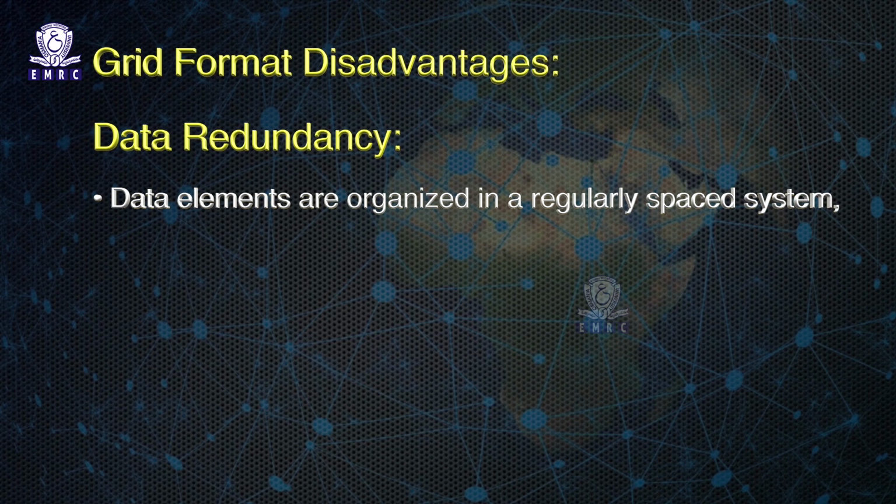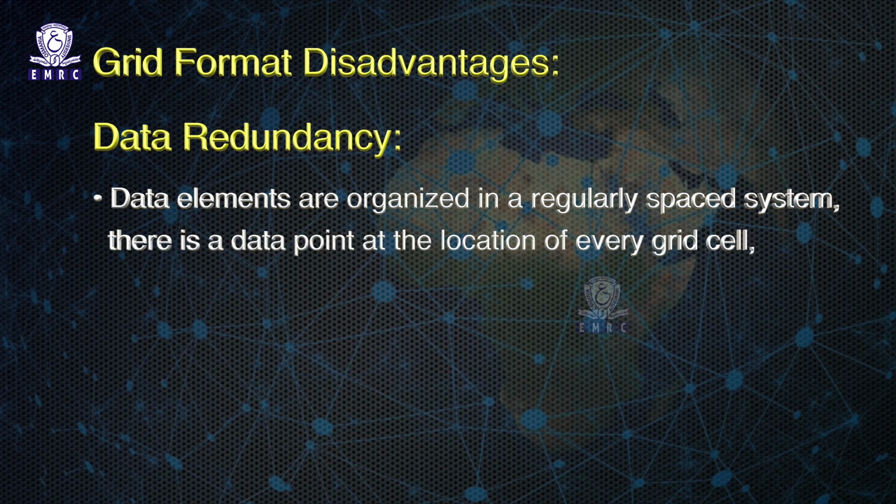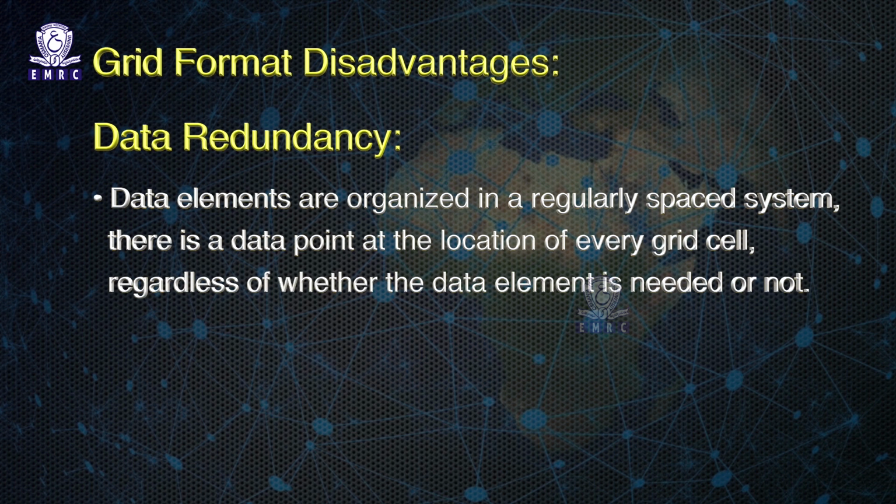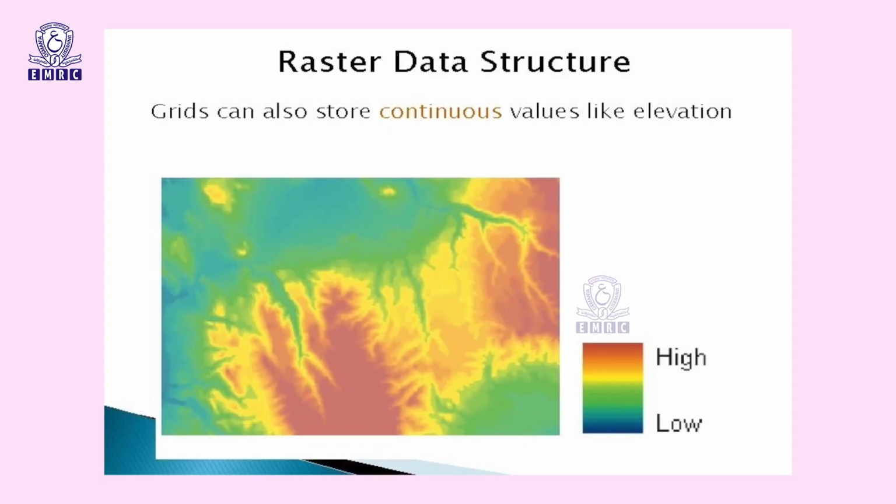Grid format disadvantages. Data redundancy. When data elements are organized in a regularly spaced system, there is a data point at the location of every grid cell, regardless of whether the data element is needed or not. Although several compression techniques are available, the advantages of gridded data are lost whenever the gridded data format is altered through compression. In most cases, the compressed data cannot be directly processed for analysis.